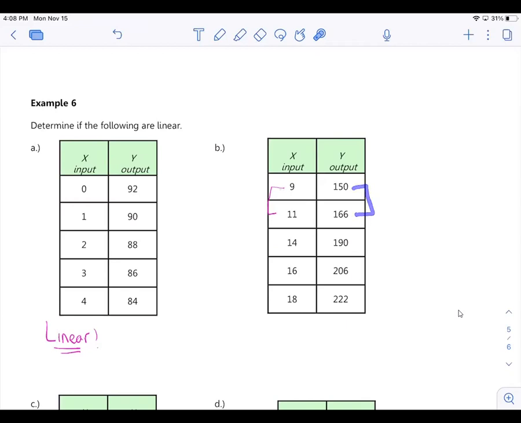11 to 14 is 3. Sorry. Thank you for catching. Thank you so much. So this is 3. So that's where something went wrong. Thank you so much for catching that before I went on.